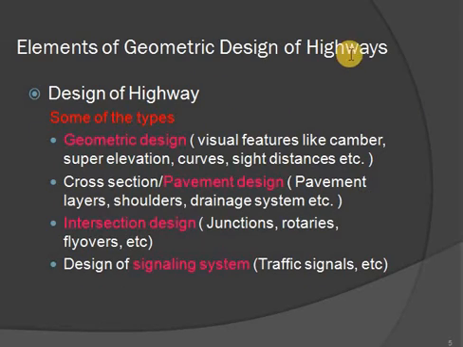Elements of geometric design of highways. First of all, the design of a highway includes geometric design, with visual features like camber, super elevation, curves, side distances, etc.; cross sections, pavement design, pavement layers, shoulders, drainage system, etc.; intersection design, junctions, rotaries, flyovers, etc.; and design of signaling systems, traffic signals, etc. So these all come under the design of a highway. In order to design a highway, we need the special features of geometric design.